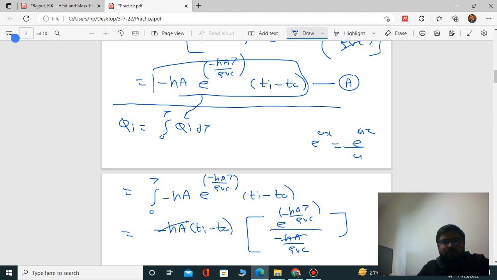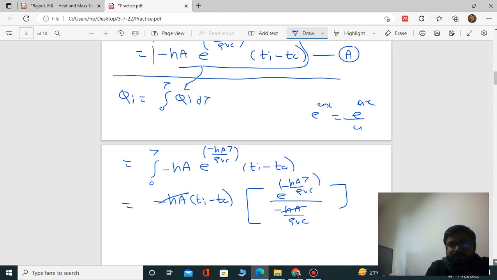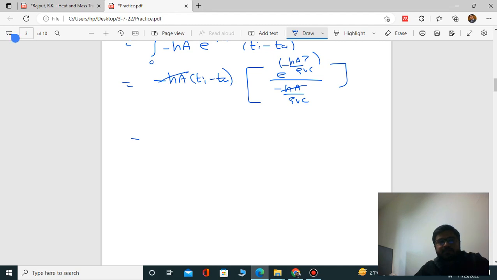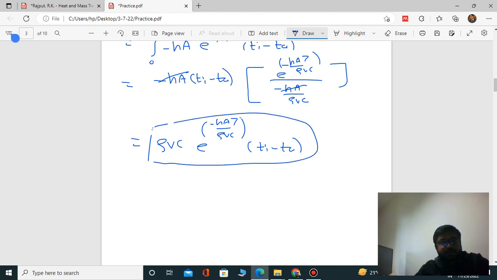Clear? तो फाइनल आंसर क्या रहेगा हमारा? फाइनल आंसर हो जाएगा rho Vc, उसके बाद e raised to minus Ha tau by rho Vc, और यहाँ पे टेम्परेचर रहेगा Ti minus Ta. So I hope you understood this. So this is equation of total heat transfer from 0 second to whatever you have defined tau. Clear? And that initial was our instantaneous heat transfer.